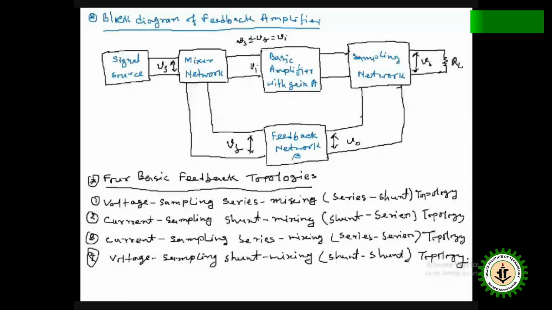What is voltage sampling? You just need to understand why sampling. Voltage sampling means it is output, it is sample. Series mixing, in series it is mixing, or sometimes it is called series shunt. Series in mixing, first series then shunt for voltage, then current sampling, shunt mixing, shunt and series, current sampling, series mixing, series and series, voltage sampling, shunt mixing, shunt topology.